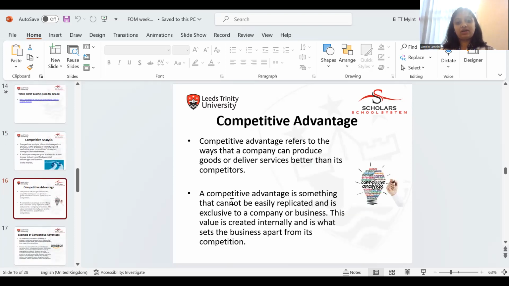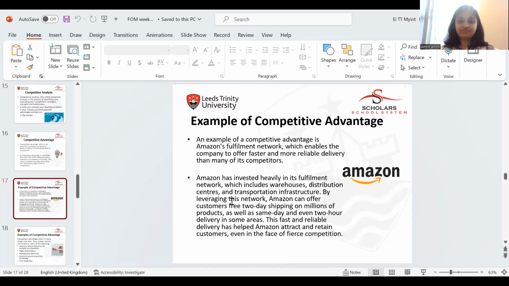What is competitive advantage? Competitive advantage refers to the way that a company can produce goods or deliver service better than its competitors. A competitive advantage is something that cannot be easily replicated and is exclusive to a company or business. This value is created internally and is what sets the business apart from its competition. There are some examples, as I have explained already. You have to keep in mind that these are competitive advantages.